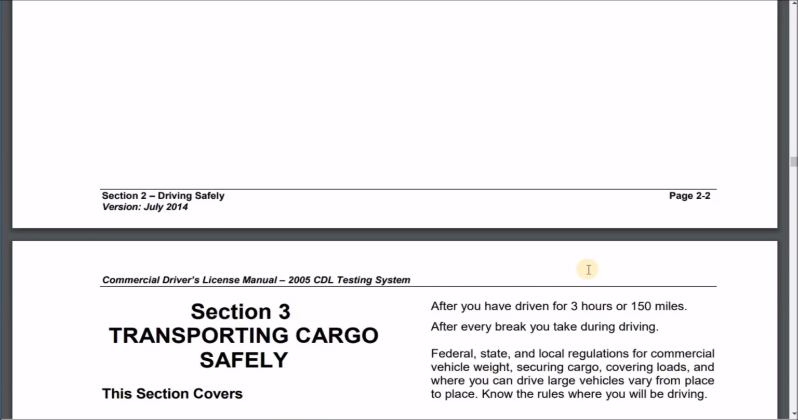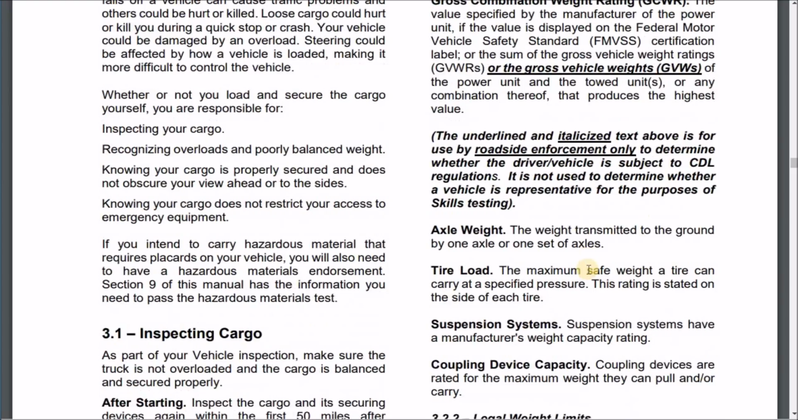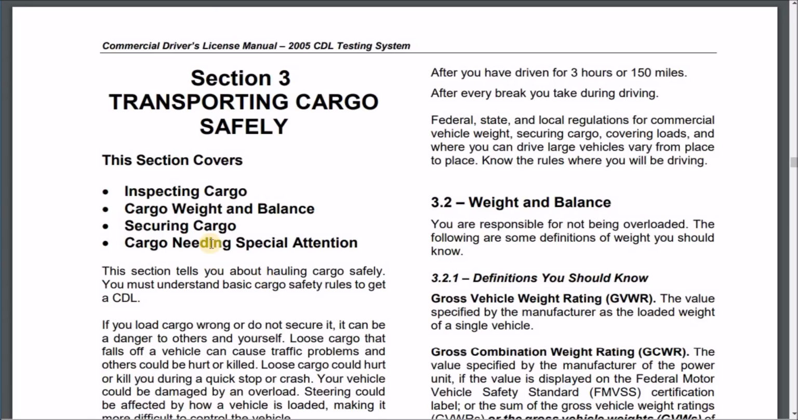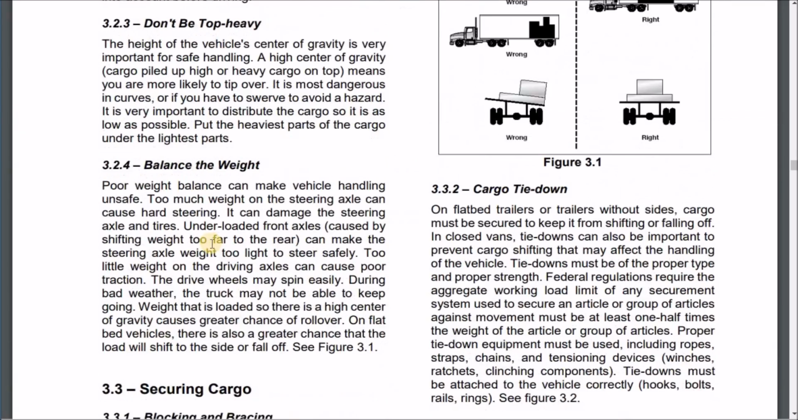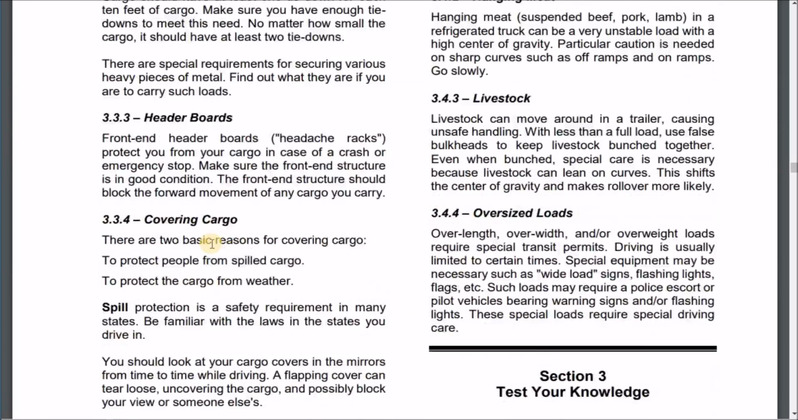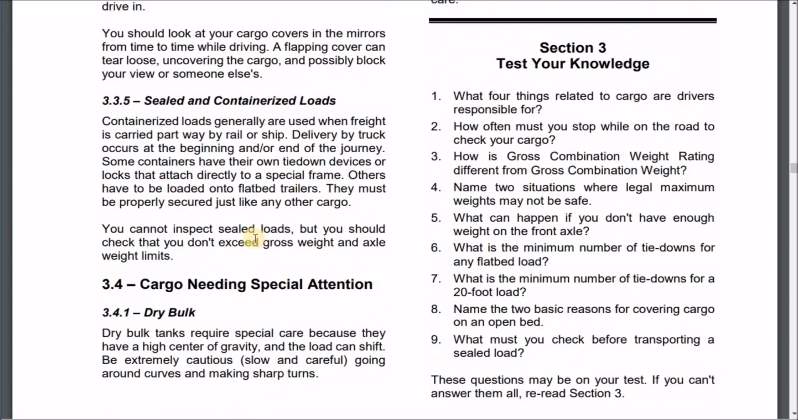Okay, so that takes care of section 2. Let's take a look at section 3. Alrighty then. Okay, so here we go. Section 3. Test your knowledge.